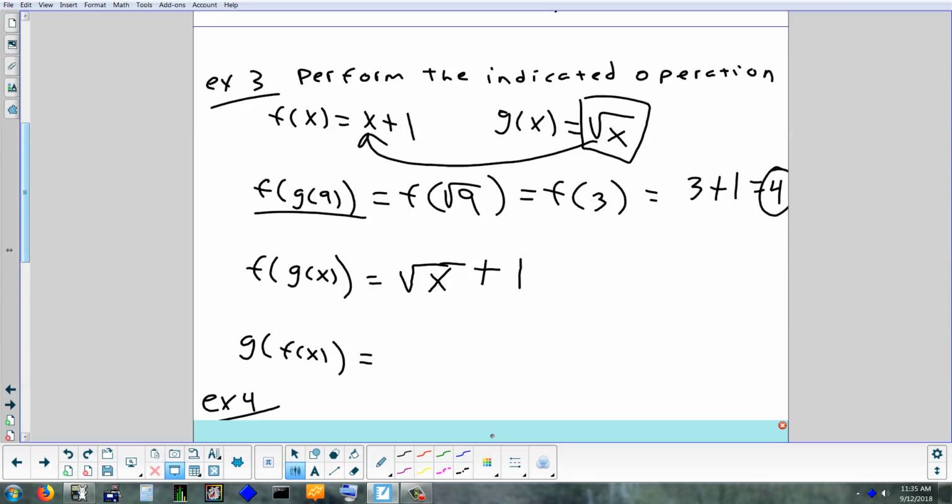Now, the bottom one. Renee, can you just tell me what I'm going to do to set up the bottom one? Are you just going to put x plus 1 inside of the... Yeah, we're going to take f of x and plug it into g. So take f of x and plug it in to g. So now it's the square root of x plus 1.